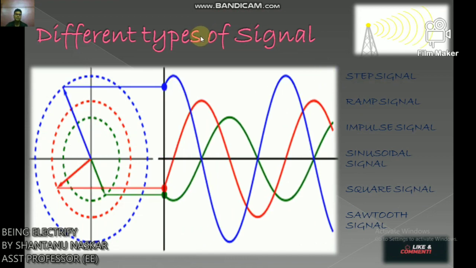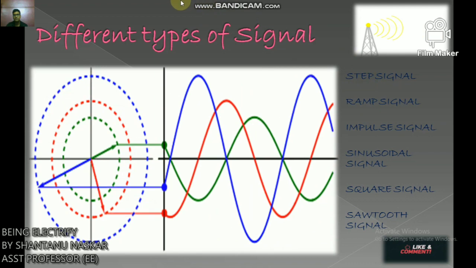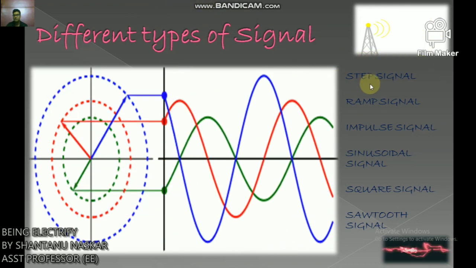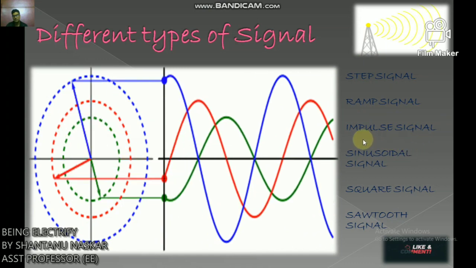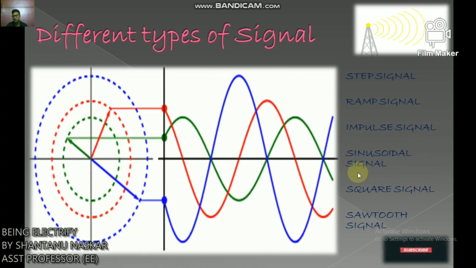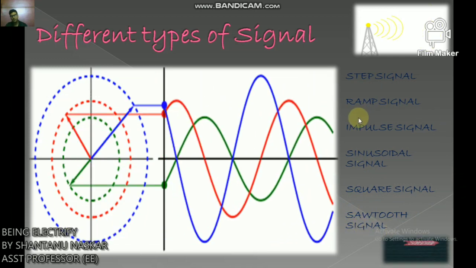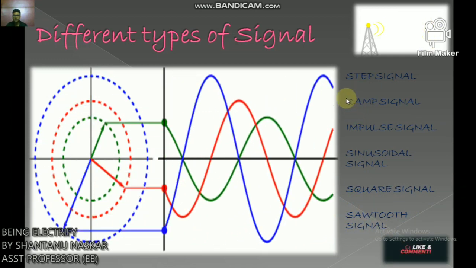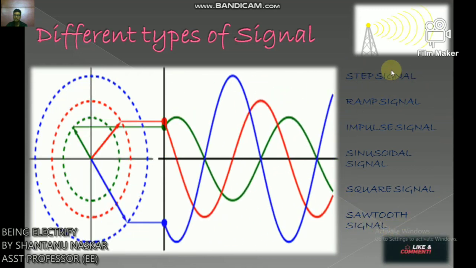Next come the different types of signal. In our syllabus we will discuss the step signal, ramp signal, impulse signal, sinusoidal signal, square signal, and sawtooth signal. There are also many other types of signal, but I will go through the syllabus. Okay.